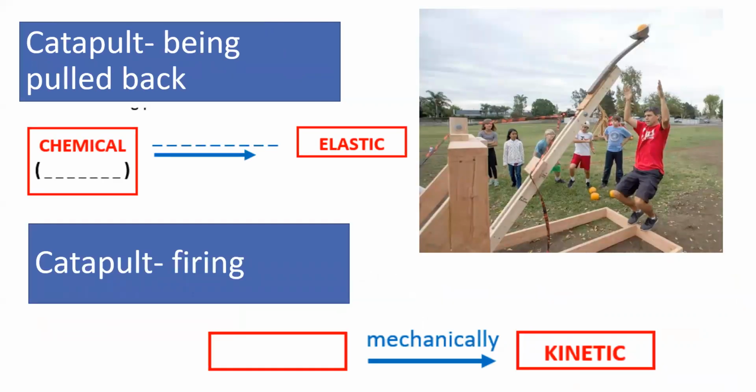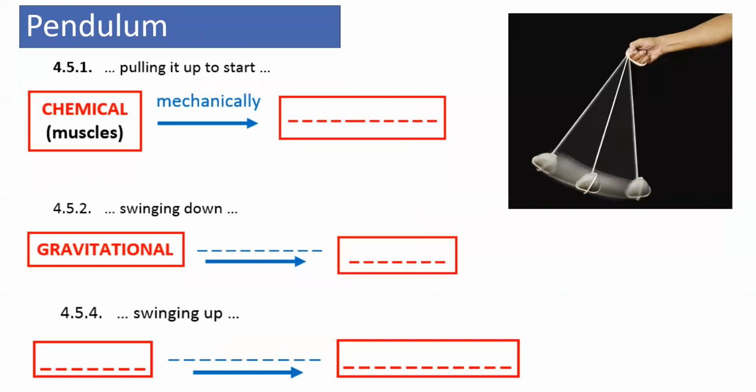Okay, let's look at a catapult. A catapult stores elastic energy, and the catapult is made from materials, or it's made from chemicals. So the chemical changes into elastic potential energy. When the catapult is fired, then you get elastic potential energy being changed into kinetic energy. So the energy stored in a catapult is elastic potential energy.